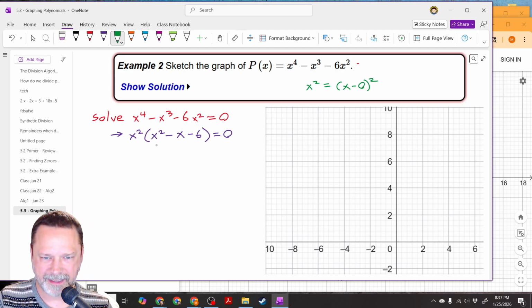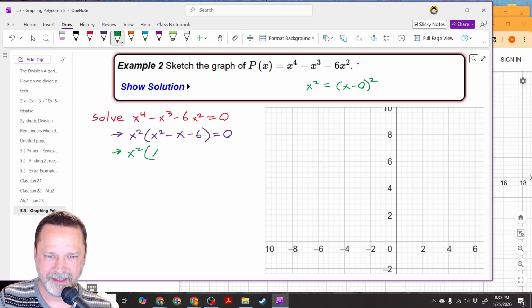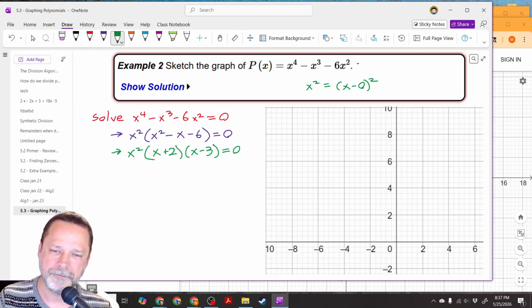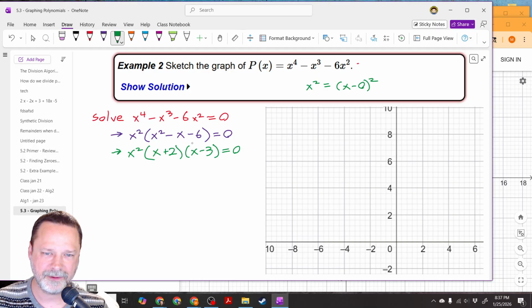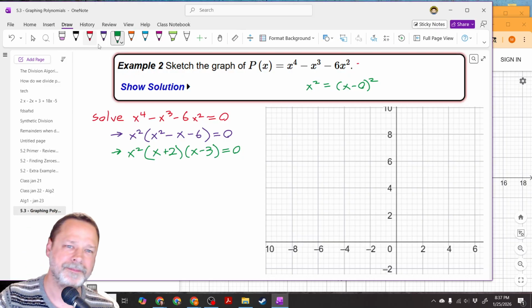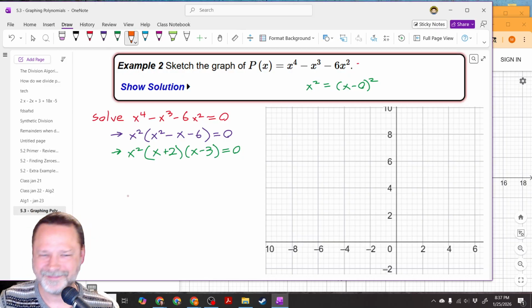But this one, we got to keep going. So let's go ahead and say, well, what do we got now? We got x squared times x minus 2 times x minus 3 equals 0, but one of those needs to be a plus. It's got to be this one. And there we go. That should do it. 2x plus negative 3x is negative x. 2 times negative 3 is negative 6. X times x is x squared. Got it factored. All right.